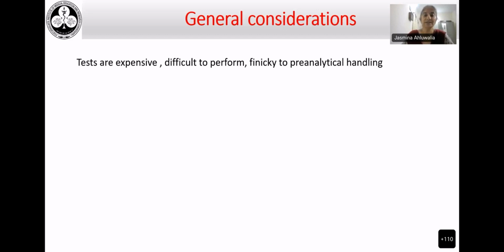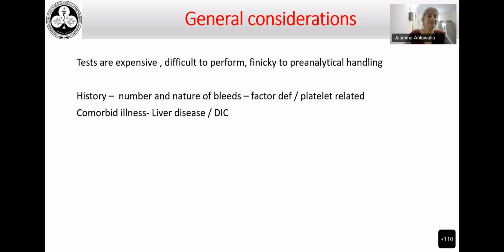Before we start going into the coagulation screen tests, it's important to remember that these tests are difficult to do. They are expensive to perform, and they're very finicky to pre-analytical handling of the sample. How the sample was collected, what was the situation, how was it transported, how was it centrifuged, all that affects the results. So it's very important before we start testing to get some background information.